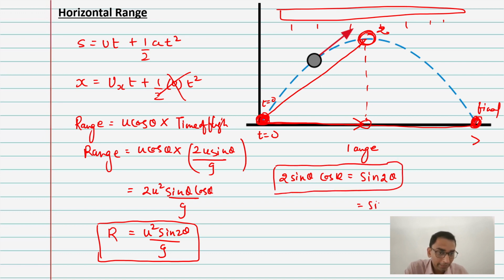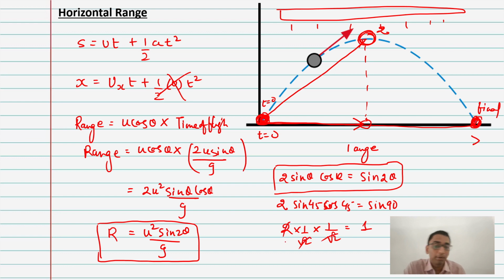See, if I say sine 90, that means 2 theta is equal to 90 degrees. That means theta is 45. Again, 2 times sine 45 times cos 45, and you check, this is 2 times 1 by root 2 times 1 by root 2, and that is equal to 1, which is the right hand side, sine 90 is 1, because root 2 is getting cancelled.